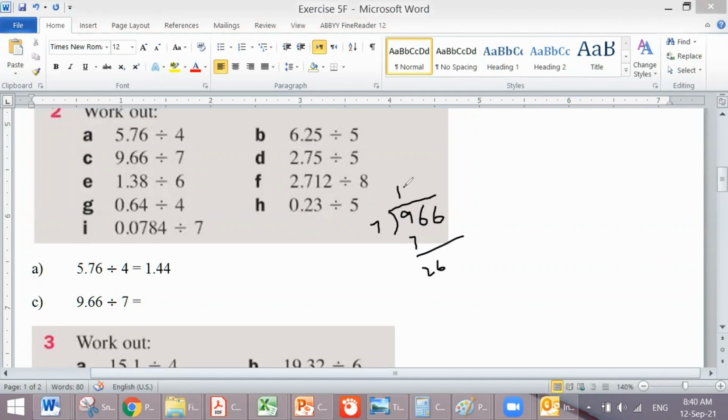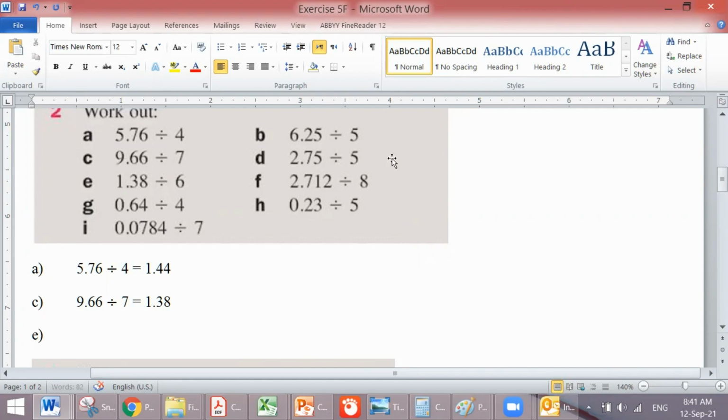Now let's read the table. 7 threes are 21. So 26 minus 21 is 5, and 6 will be put down. So it will be 7 8s are 56. Okay, the decimal point: 2 values from the right, because in my question there were 2 values to the right. So from 2 values from the right, I will put it here. So it will be 1.38.